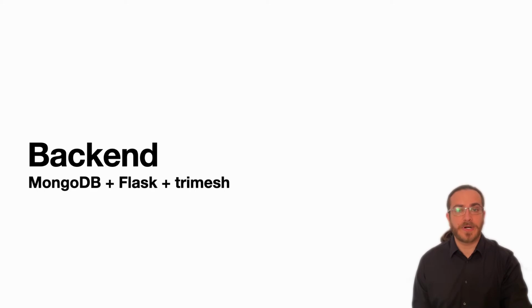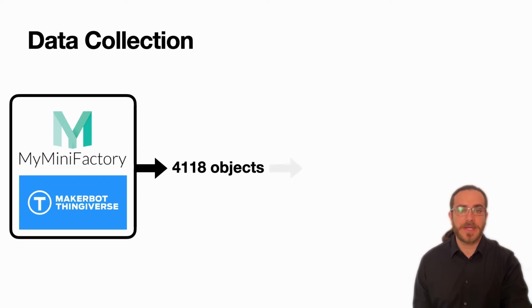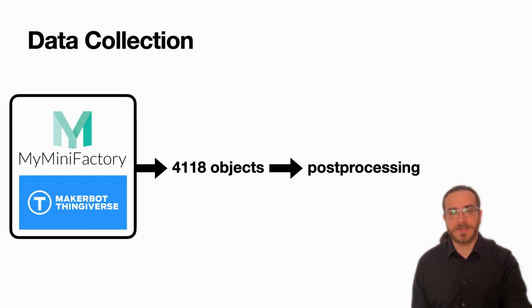Now that I've talked about what the users see and can do, a quick overview of the backend implementation. We used MongoDB, Flask, and TriMesh for that. We used MyMiniFactory and Thingiverse as data sources to populate our own database. It consists of approximately 4,000 objects, which were then post-processed to enable geometry-based queries.